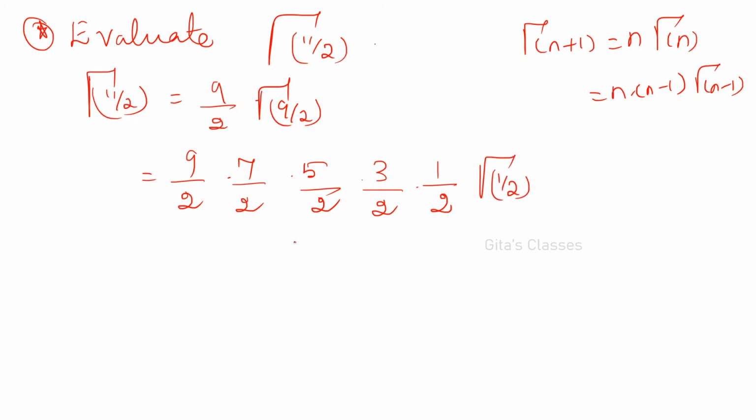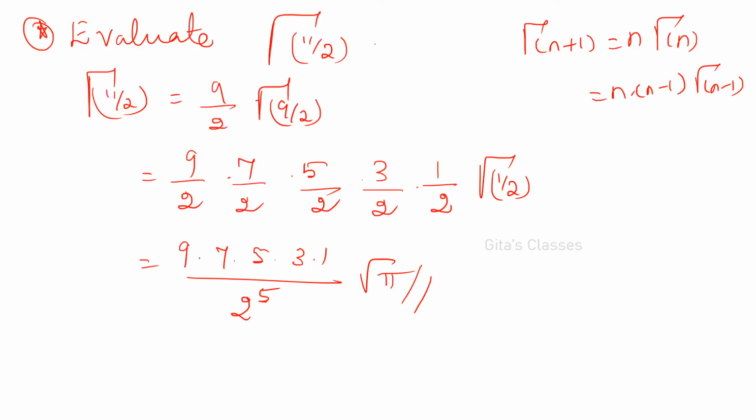We know gamma of 1 by 2 is root pi. So this is equal to 9 into 7 into 5 into 3 into 1 divided by 2 power 5 into root pi. This is the answer. Similarly, if you want to evaluate gamma of 5 by 2, we have already seen it up to here. Gamma of 5 by 2 means from here, 3 by 4 into gamma of 1 by 2.